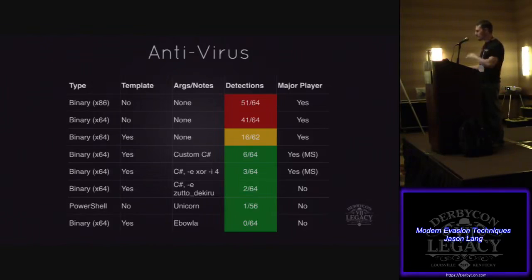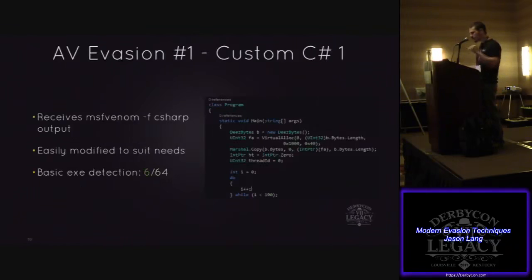So let's talk about AV evasion and how we actually work around stuff. AV evasion and payload customization, we're going to run these two sections together, and then we'll do some demo. As far as custom C#, we're going to be taking MSFvenom output in C# format and just dropping that into our harness. The nice thing about this is that we can easily modify it.